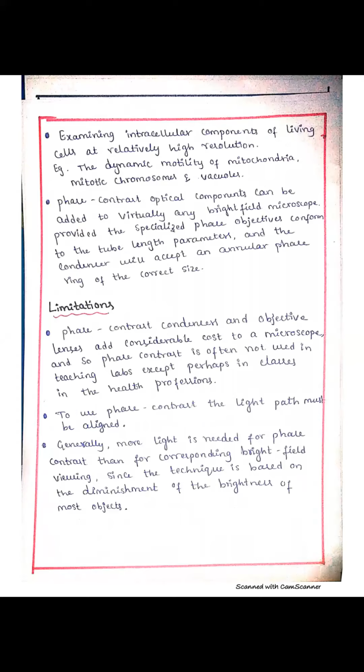Phase contrast optical components can be added to virtually any bright field microscope, conforming to the tube length parameters, provided the condenser will accept an annular phase ring. Phase contrast is often not used in teaching labs except perhaps in classes in the health professions. To use phase contrast, the light path must be aligned. Generally, more light is needed for phase contrast than for corresponding bright field viewing, since the technique is based on the diminishing of the brightness of most objects.